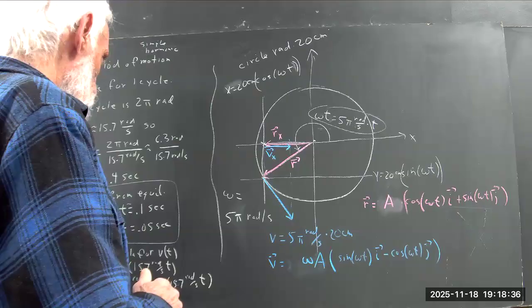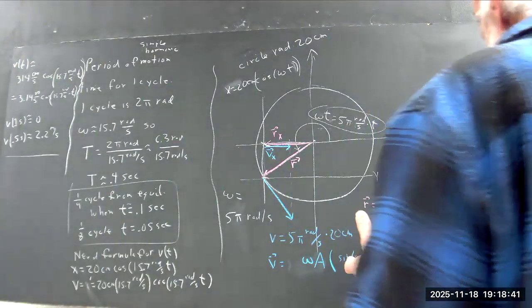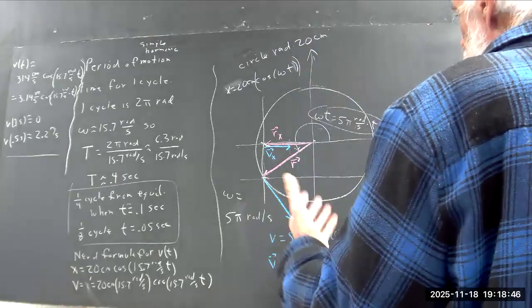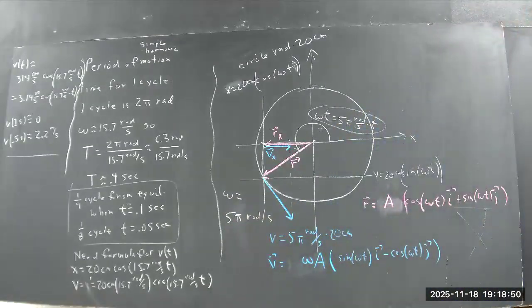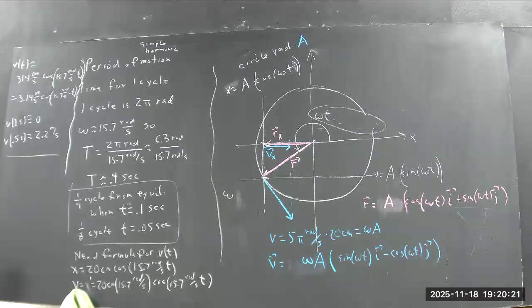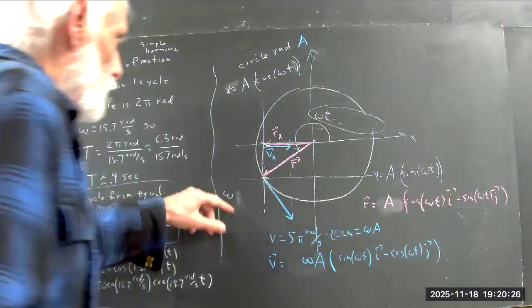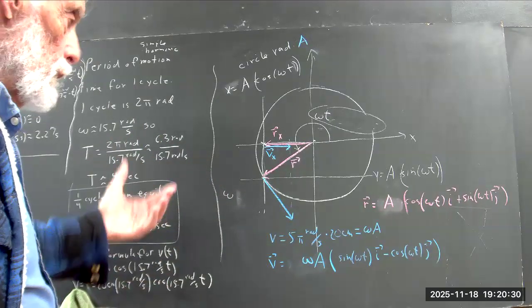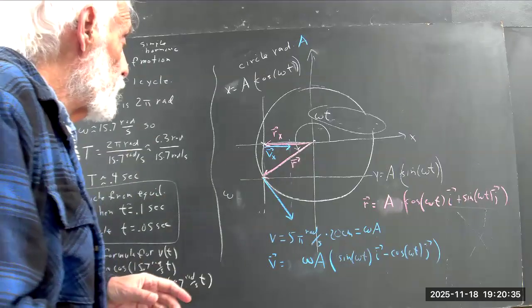And then I'm going to clean the picture up a little more. I'm going to pause for a second. But what I'm going to do is simply replace 20 centimeters everywhere by A and let omega be unspecific. Okay, now I'm letting omega just be symbolic. Before I said, okay, related to this picture, it was 5 pi radians per second.